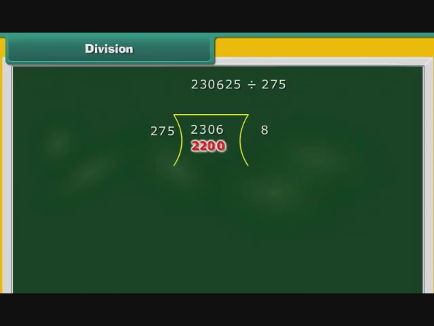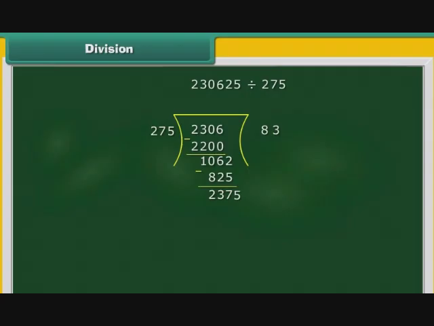That is 2200. Therefore, write 8 on the right and 2200 beneath 2306. Subtract and write the difference 106 below. Bring 2 down. The new number formed is 1062. It holds 3 times 275, that is 825. Subtract and write the difference 237 below.